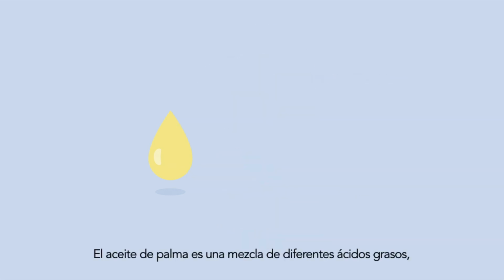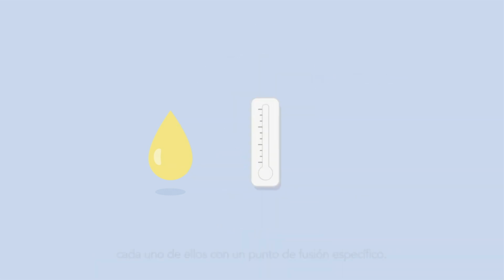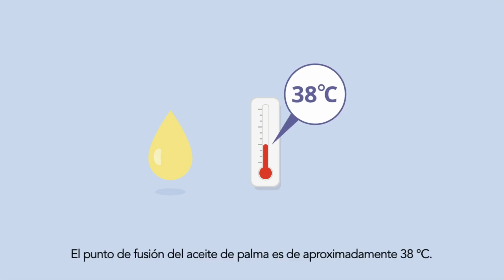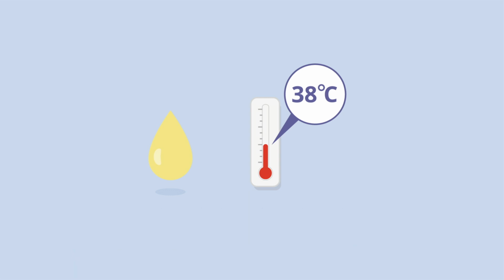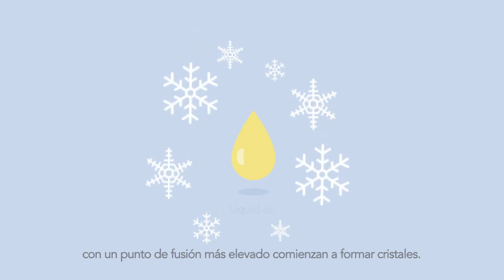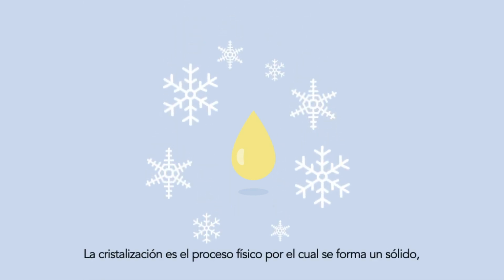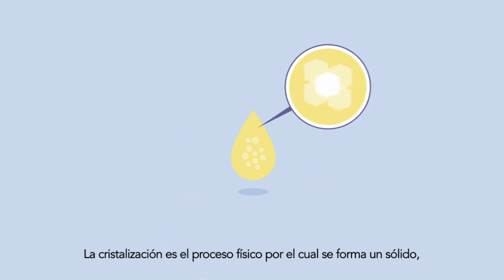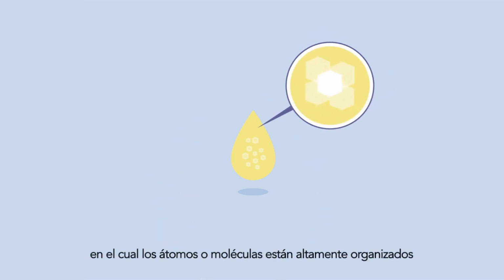Palm oil is a mixture of different fatty acids, each with a specific melting point. The melting point of palm oil is around 38 degrees Celsius. The liquid oil is cooled down to a temperature at which fatty acids with a higher melting point start to form crystals. Crystallization is the physical process by which a solid forms, where the atoms or molecules are highly organized into a structure known as a crystal.